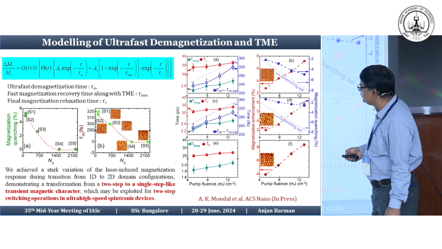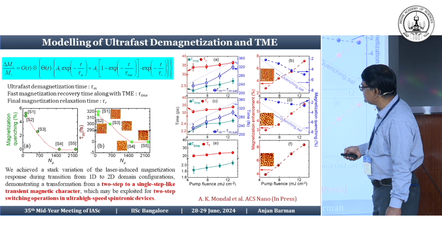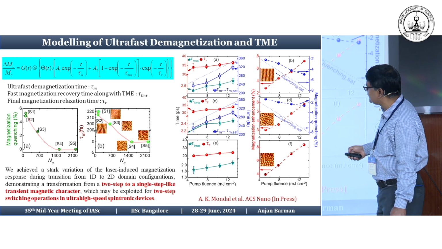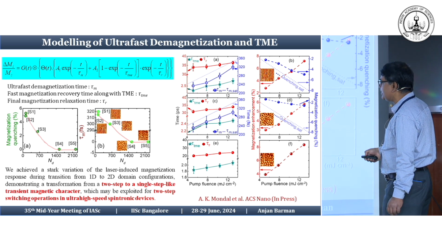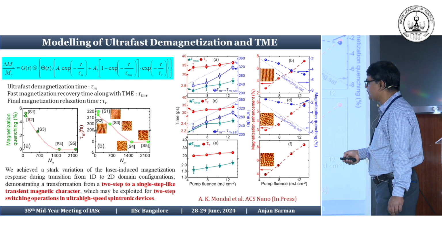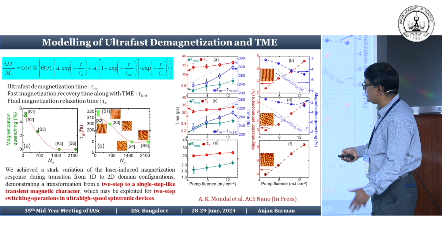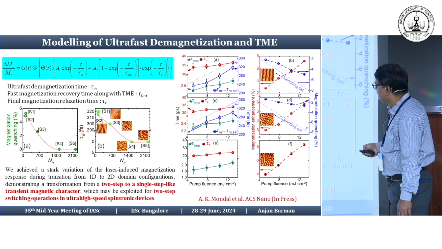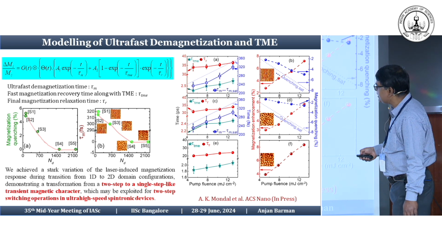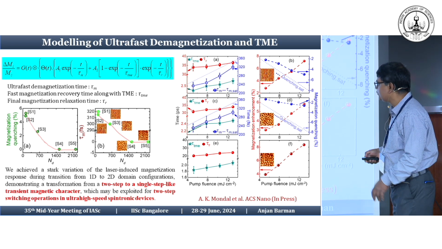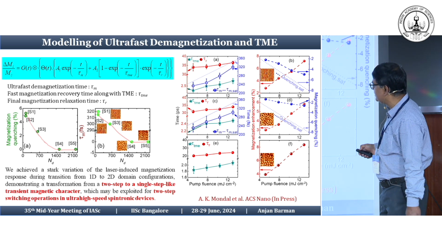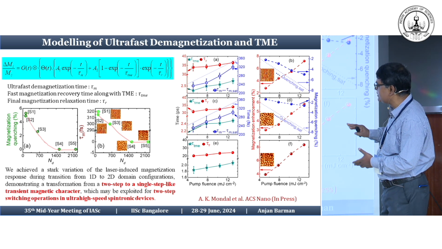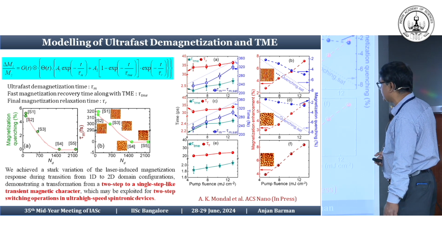And as you go to a higher domain wall density, you reduce the demagnetization, and here the demagnetization almost becomes zero because the disorder becomes more. And here also you see that the transient magnetic enhancement actually shows the opposite trend. That is because you have more number of junctions through which the spin transport can occur.